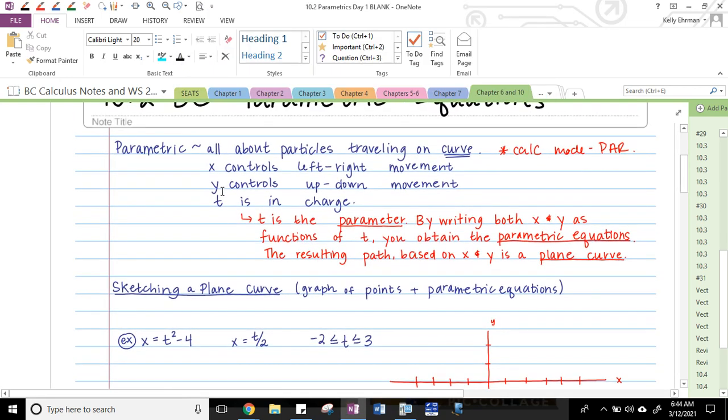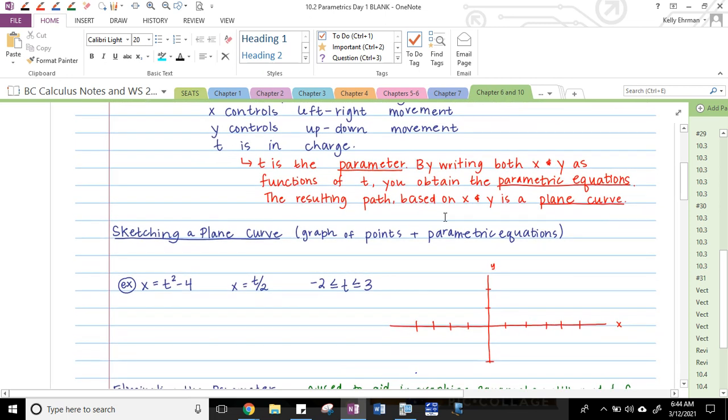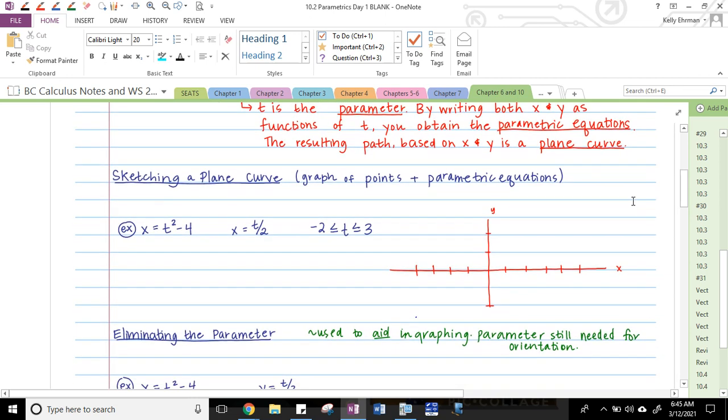So t is the variable in charge here. So x and y are talking about which direction the particle is moving. T is time, and t is the parameter. So when we write both x and y as functions of t, then you get parametric equations. And what we're looking at is the path of this particle on the x and y plane. So it's called a plane curve.